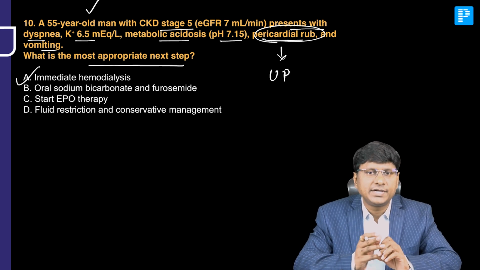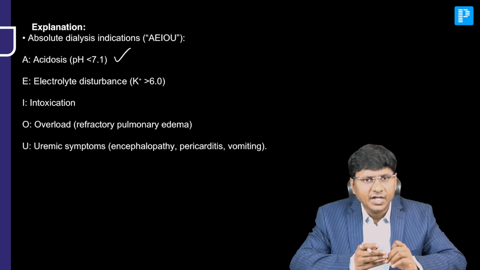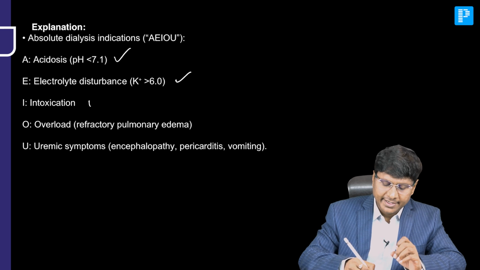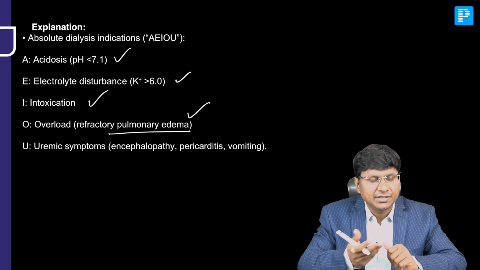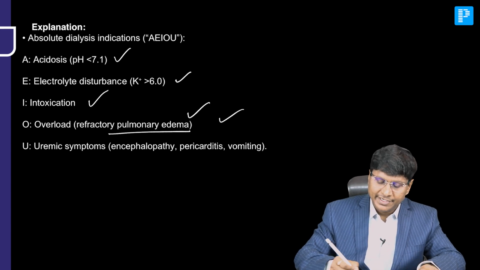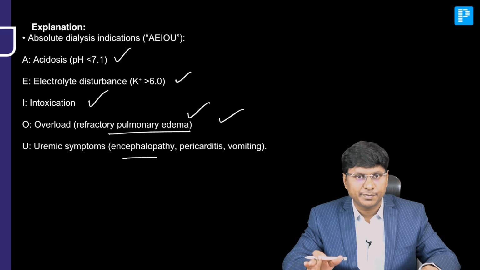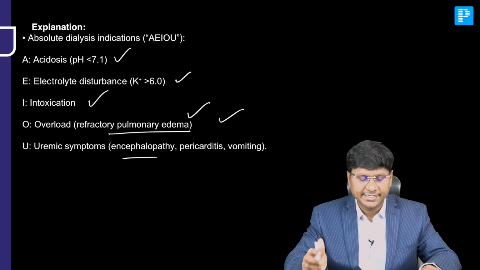So absolute dialysis indications, what are these? That includes refractory acidosis, refractory hyperkalemia, drug intoxication, and fluid overload. That is refractory pulmonary edema, not having adequate response to fluid restriction as well as furosemide. Then uremic symptoms like uremic encephalopathy, uremic pericarditis, as well as uremic gastroparesis. These are the absolute indications for dialysis, right?